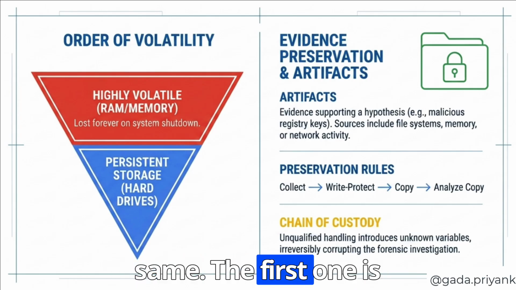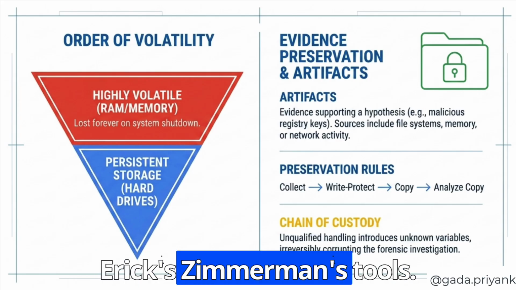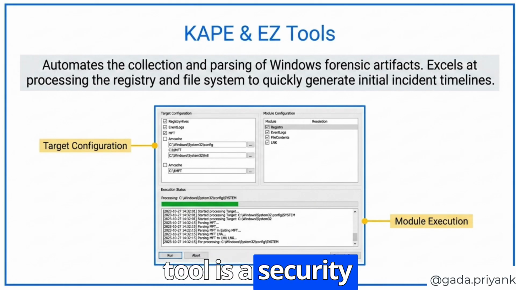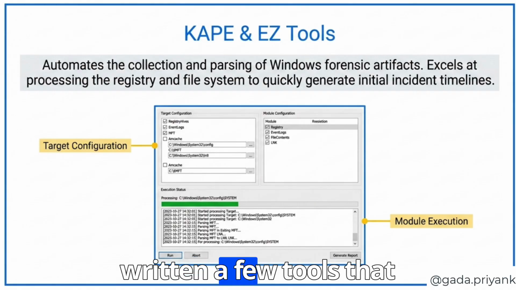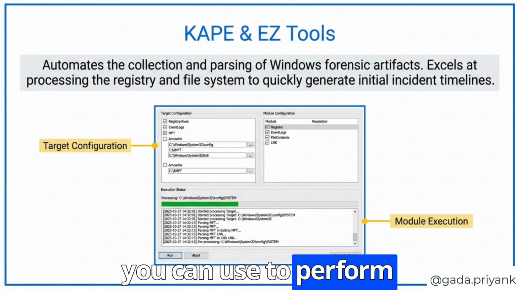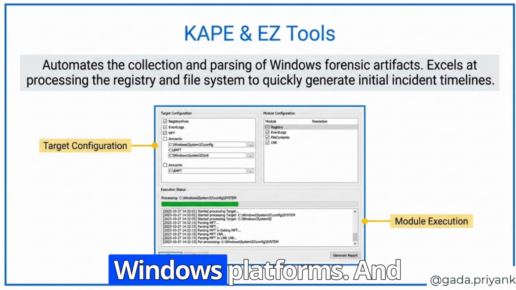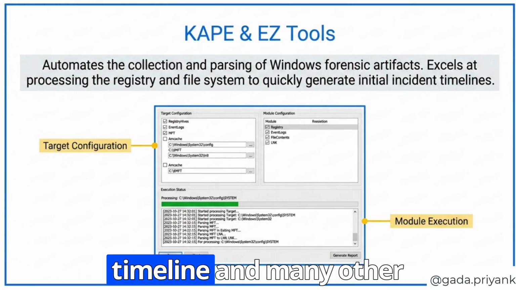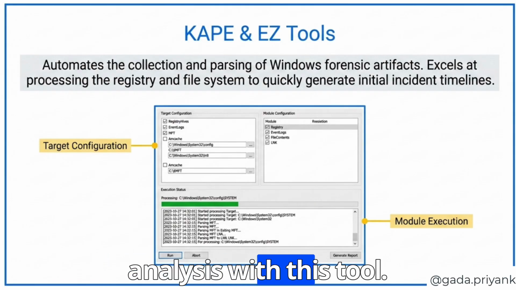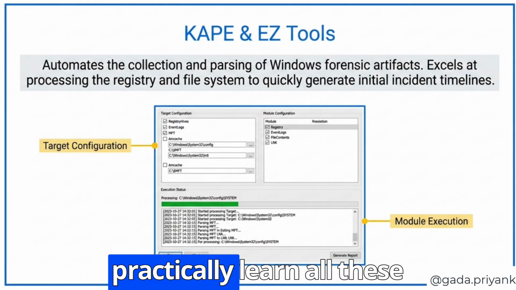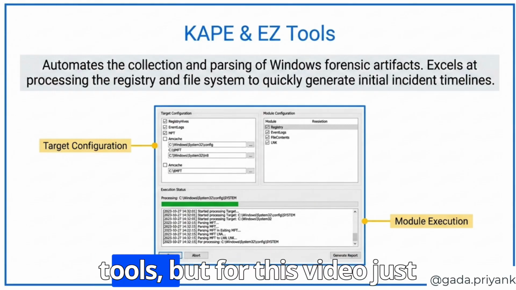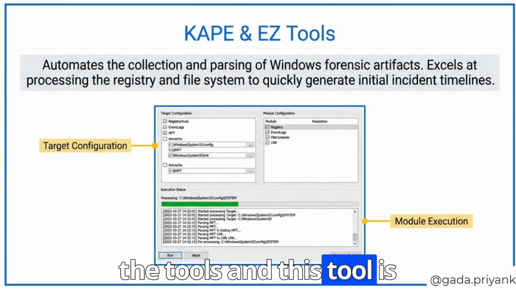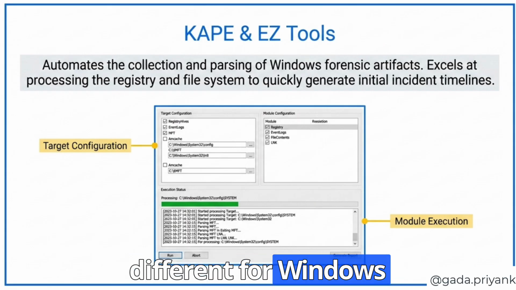The first one is Eric Zimmerman's tools. Eric Zimmerman is a security researcher who has written a few tools that you can use to perform forensic investigation on Windows platforms. We are going to practically understand the file system, timeline, and many other analyses with these tools. We are going to practically learn all these tools, but for this video, just take a look at the names of the tools, and these tools are different for the Windows operating system.